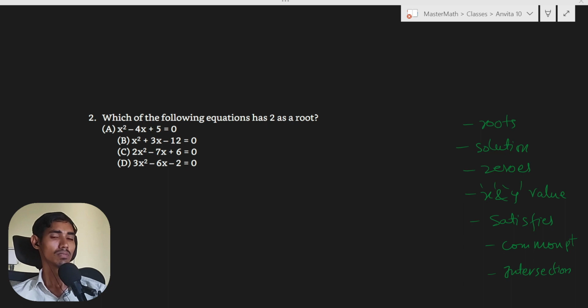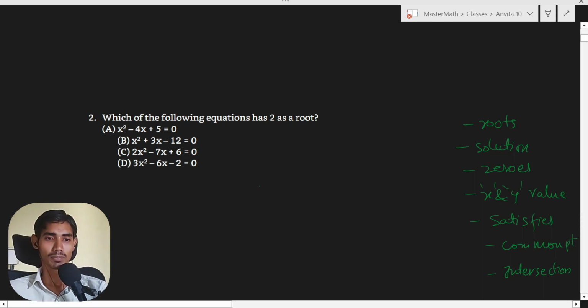Sir, option C. Okay. So 2 into 4 minus 14 plus 6 is 0. That's correct. So now this is the right option. There could be multiple options, but not for your level.